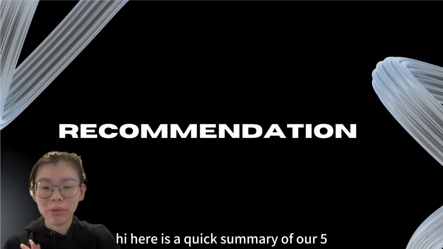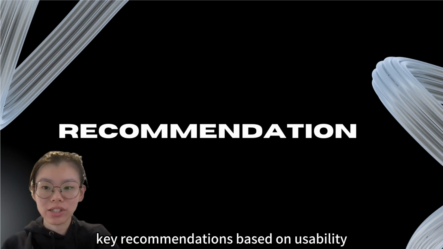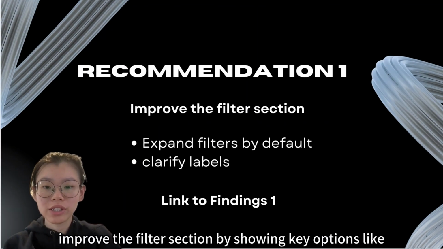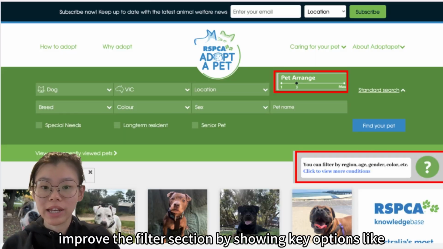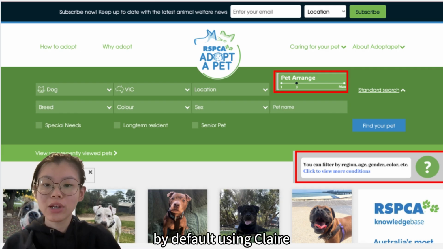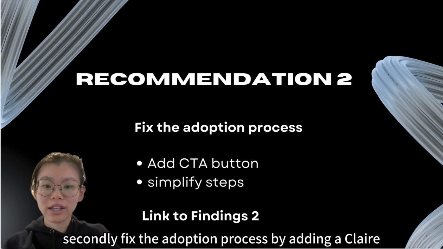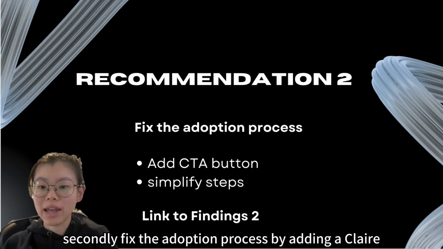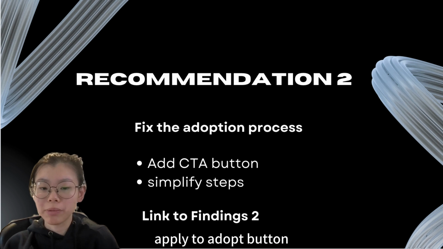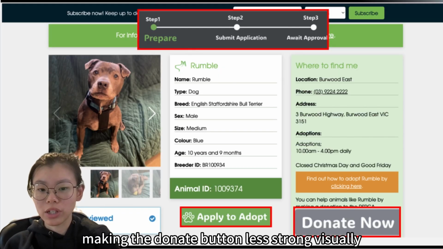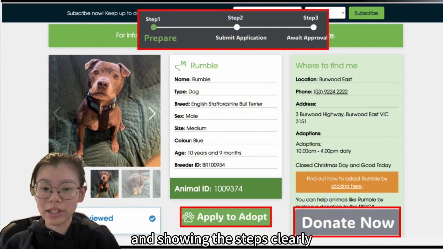Here is a quick summary of our 5 key recommendations based on the usability issues we found on the RSPCA Australia website. First, improve the filter section by showing key options like age and gender by default, using clear labels like age range and adding symbols for first-time help. Secondly, fix the adoption process by adding a clear apply to adopt button, making the donate button less strong visually, and showing the steps clearly.